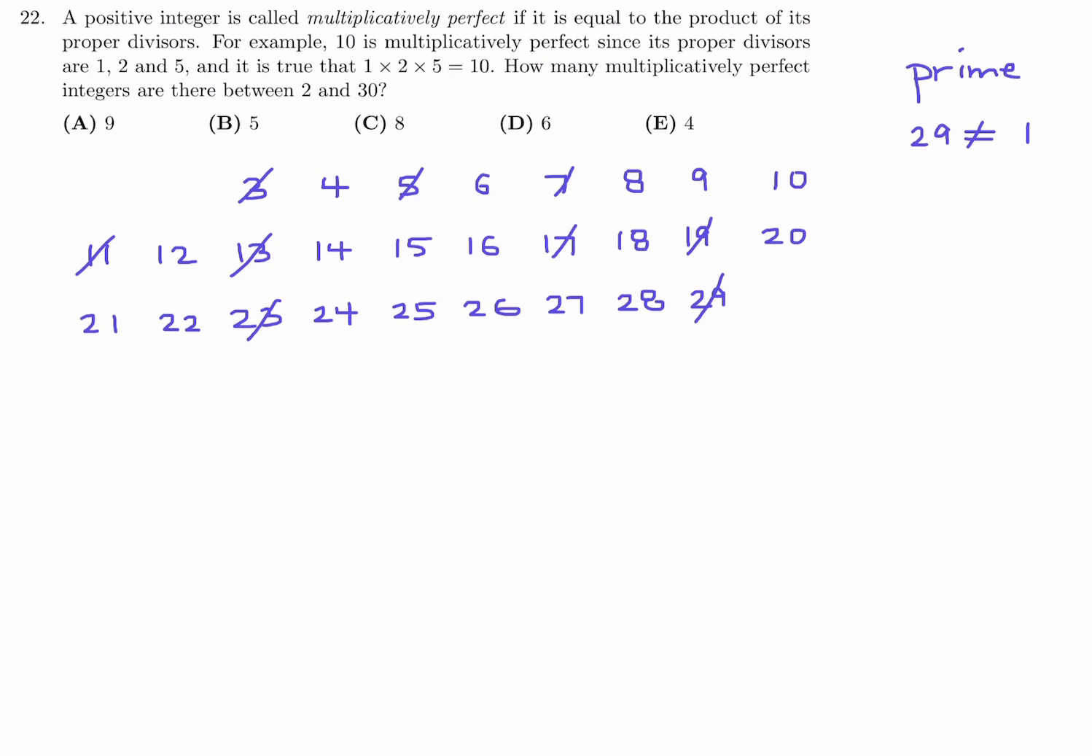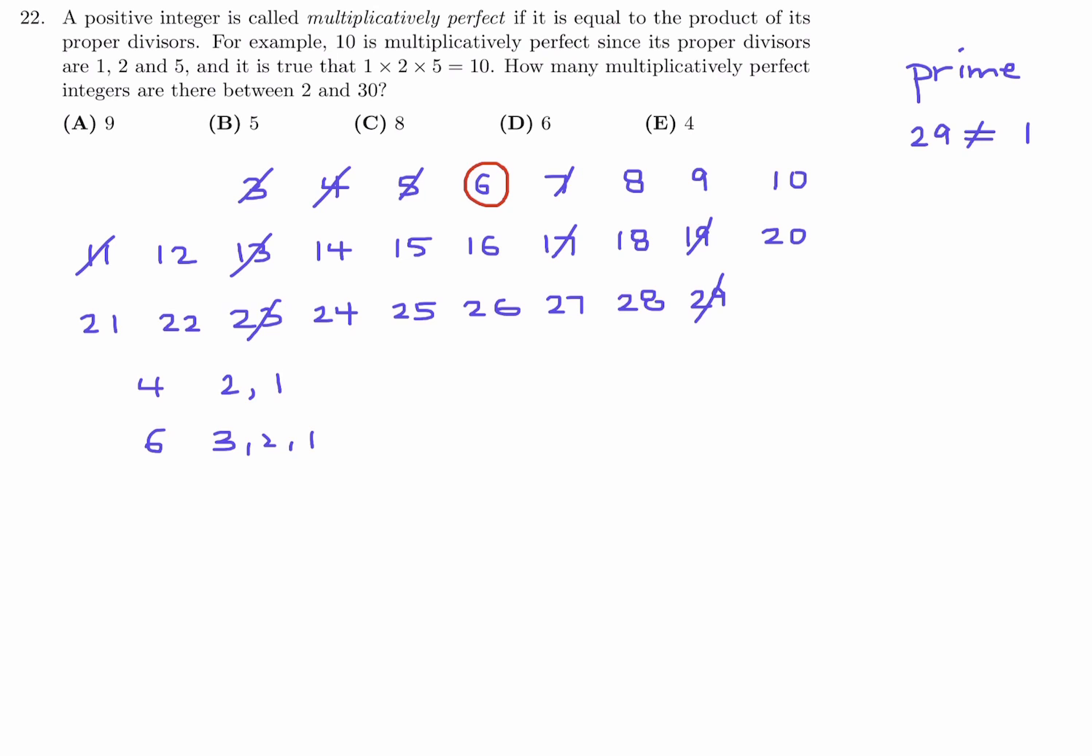Now let's go through this case by case. 4. The divisors not including the number itself are just 2 and 1. Now, when you multiply 2 and 1, does it give you 4? It does not, so cross out 4. How about 6? Its divisors are 3, 2, and 1. When you multiply those, does it equal 6? And the answer is yes, it does. So 6 is one of my multiplicatively perfect numbers.